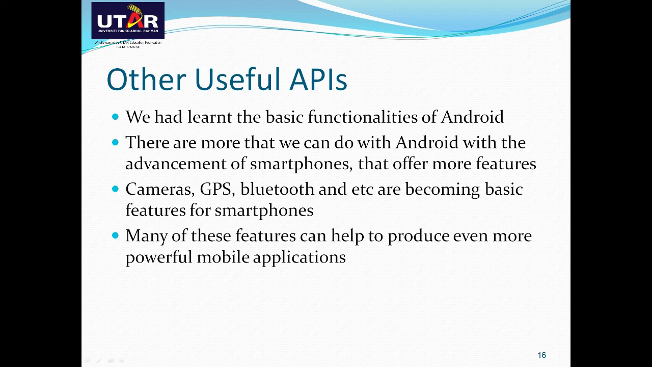The developers can also use other useful APIs to enhance the applications. We understand that most applications are using the basic methods and the basic functionalities that we have been covering in the last 3 chapters. However, many applications also require certain features available in smartphones to help enhance the capability of the applications, including basic features such as camera, GPS, Bluetooth, and etc. Many of these features can help to produce interesting and powerful mobile applications.